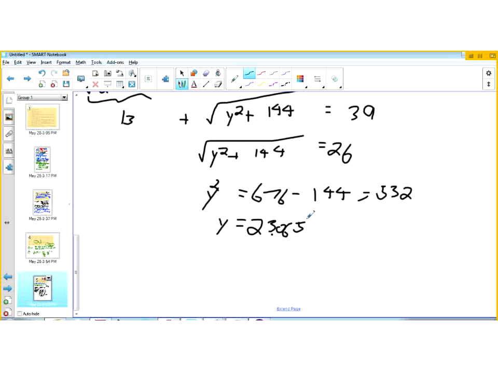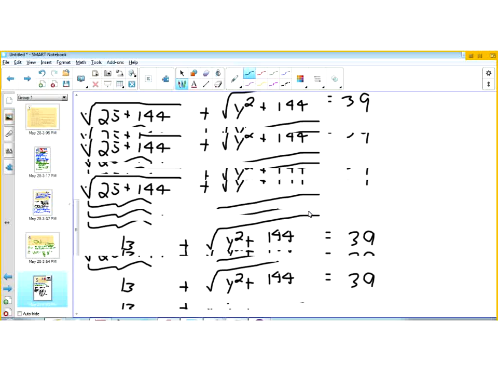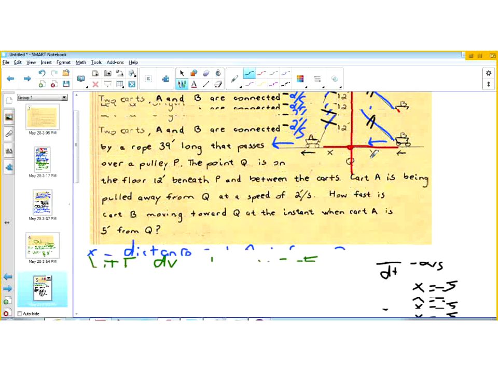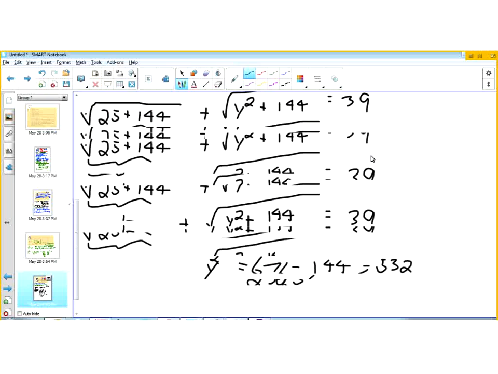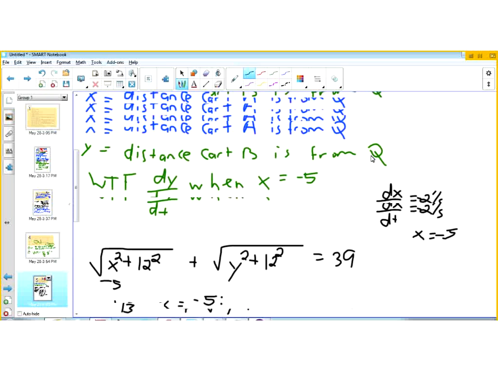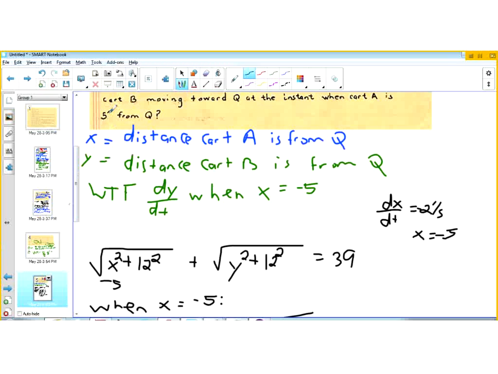So we take the positive value because we assume that the cart is to the right of the origin. Okay, so now when x is -5, when x is 5 feet from Q, y is 23.065 feet from Q. Okay, and those are the instantaneous values.